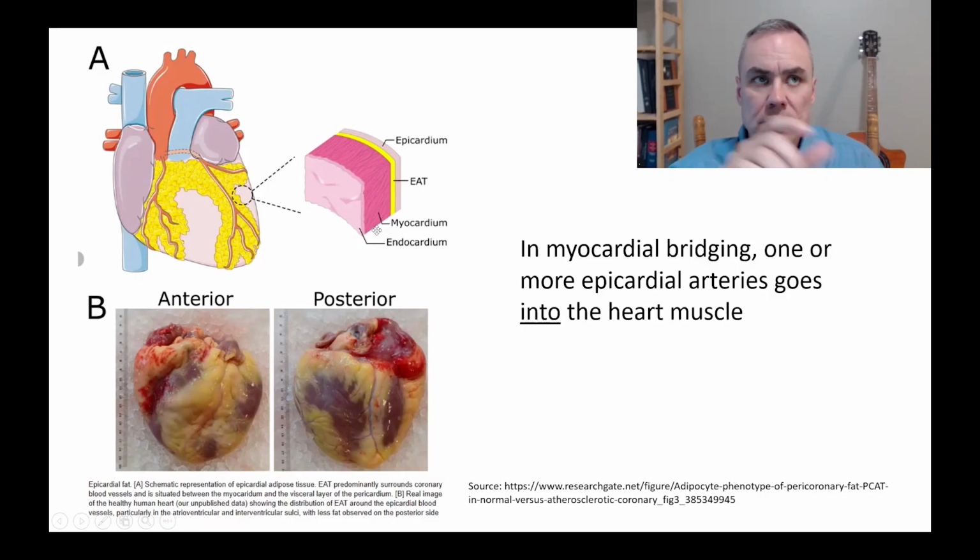So myo, muscle, cardium, heart. It's heart muscle. Okay, so myocardium means heart muscle. All that pink stuff is the heart muscle. So why is it a myocardial bridge?